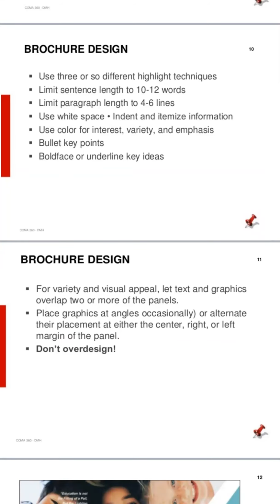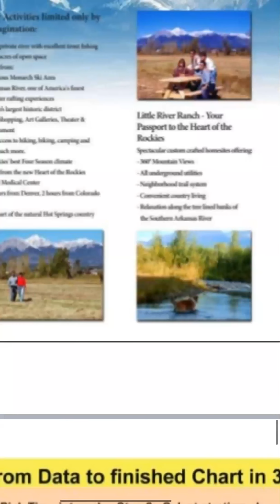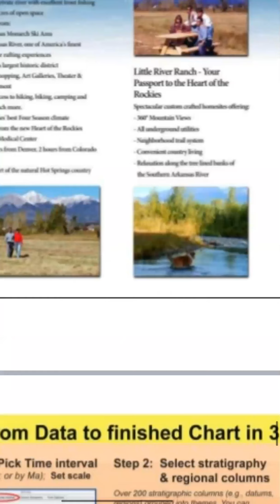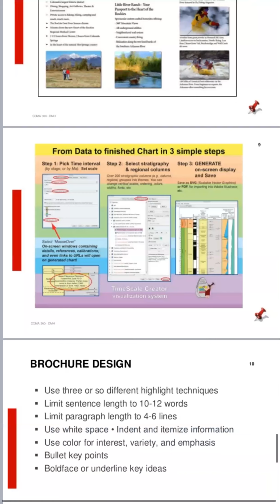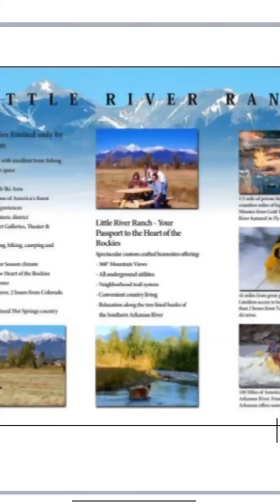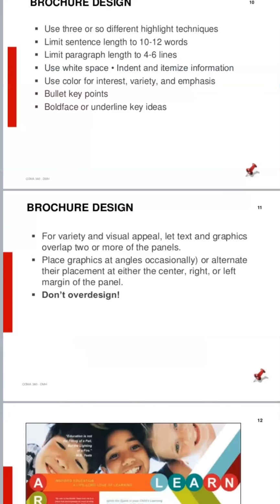Then bullet key points. If you look at the previous brochures, you will see that they have used bullets here and there. So use them. And for the paragraphs, you can see that they have 4 lines, 3 lines, 2.5 lines, almost half a line. So you can also use boldface. They have bolded the words in the statements, and you can underline them as well. Underline and boldface only those that you want the readers to learn first.